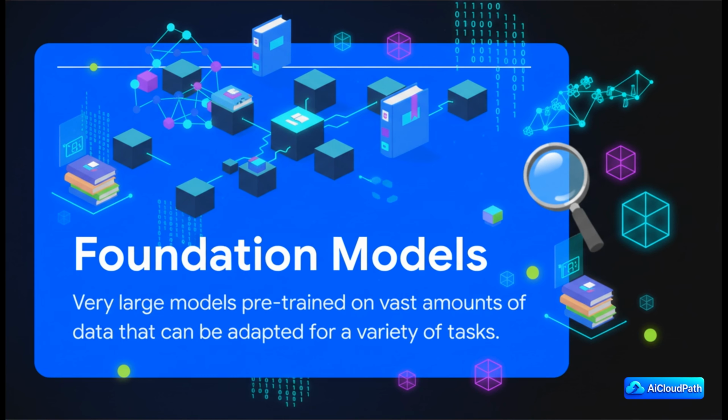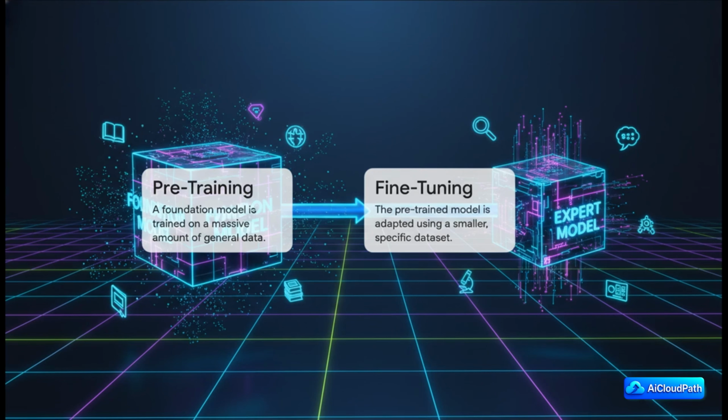But here's the magic. This giant general-purpose brain can then be tweaked and specialized for all sorts of different jobs. And that process of specializing it, that's called fine-tuning. It's a 2-step dance. Step 1, build the massive general foundation model. Step 2, take that model and train it just a tiny bit more on a small, specific data set for whatever you need it to do. It's like taking a brilliant person who knows everything about everything and then sending them to medical school to become a heart surgeon. You're turning a generalist into a specialist.